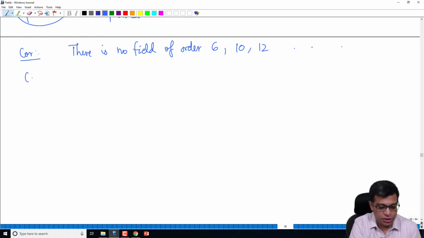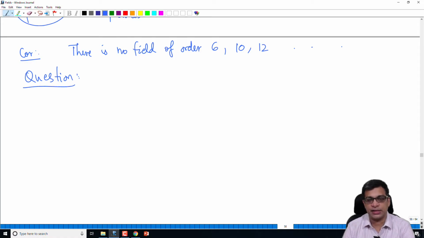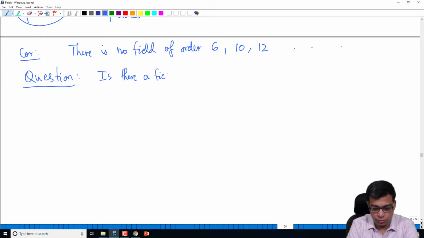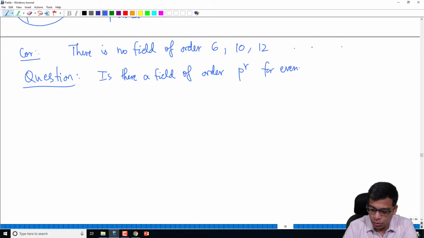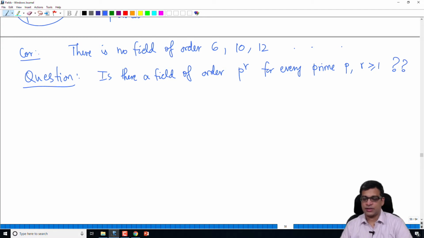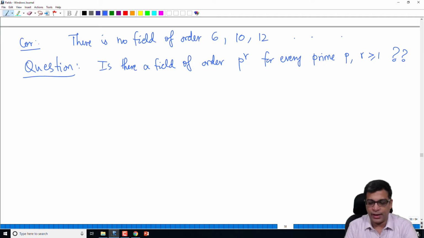But still this leaves the question. The proposition that I proved earlier says that if a finite field exists, its order can only be of the form p power r. But the converse, is it true? Is there a field of order p power r for every prime p and every positive integer, or at least one? So this is the question that we want to address in this video when we talk about the structure theorem for finite fields. So as a first attempt, the answer is going to be yes, and much more in fact is true, but as a first attempt we will observe the following.